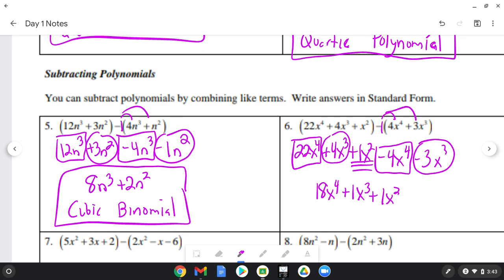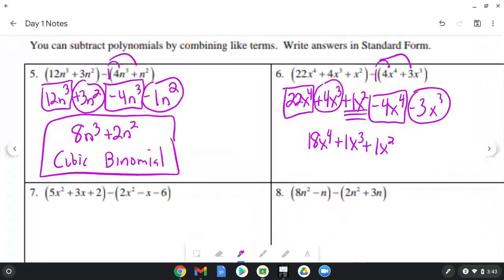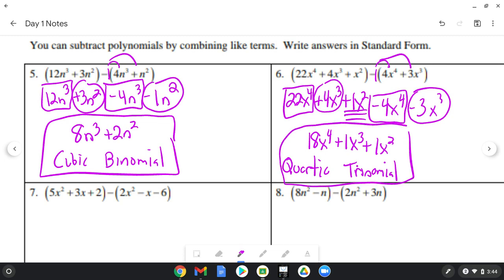If it asks me to name it, I see that it's to the 4th power. And I know anything to the 4th power we call quartic. There's 3 terms, so we call it a trinomial. So that would be my answer for number 6.